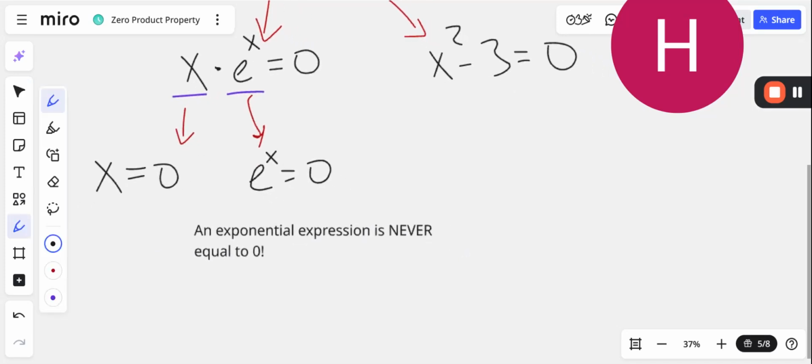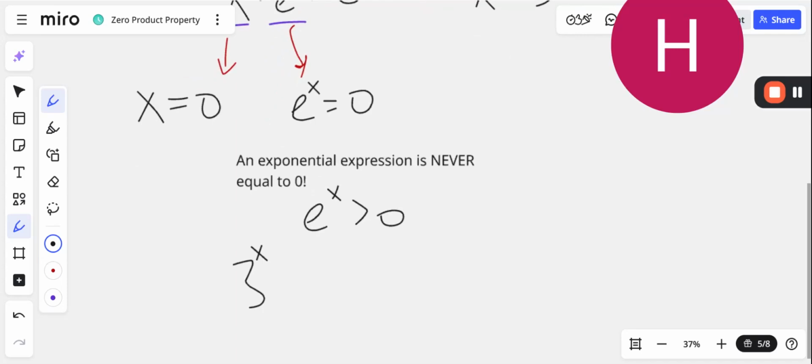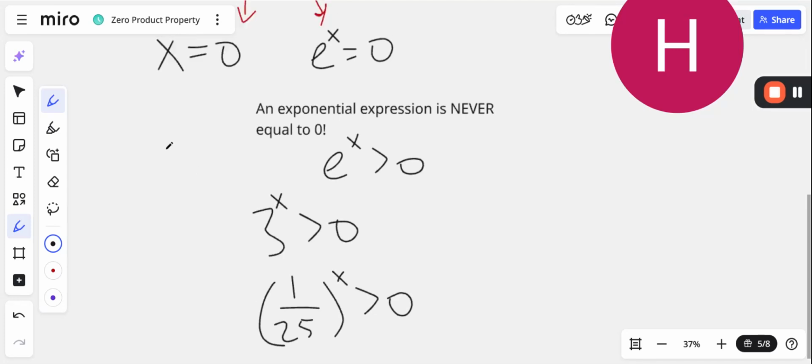Any exponential expression is never equal to 0. E to the x will always be greater than 0. 3 to the x will always be greater than 0. Even 1 over 25 to the x will always be greater than 0. It will never equal 0.